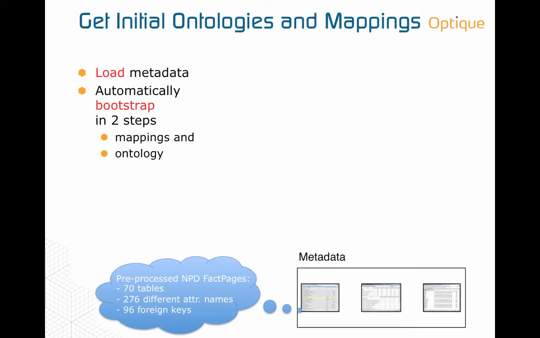Optique 1.0 should be installed on top of relational databases, and the first installation step is to load the metadata of the database into the system. NPT FactPages has 70 tables, about 300 columns, and about 100 foreign keys.